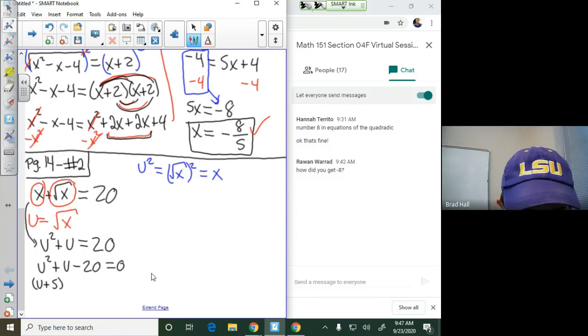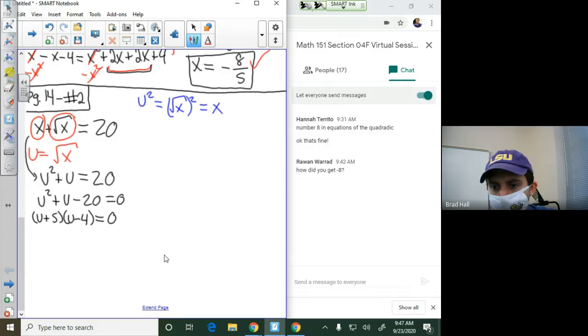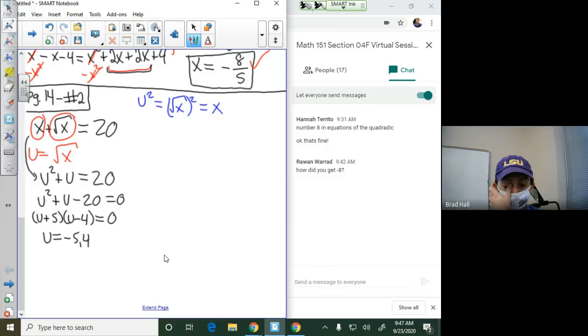It's like u plus 5 and u minus 4 equal to 0, which ends up being u is equal to -5 and +4. However, using u substitution, it requires us to convert back to x values instead of u values. We don't want to end with u values, we want to conclude with x values.